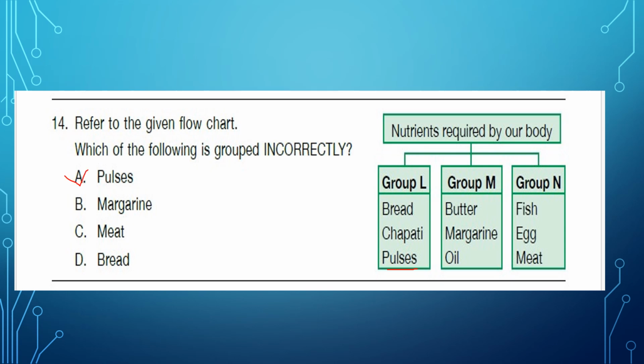In group M, butter, margarine, oil are energy giving food and fats, and in group N, fish, egg and meat all are protein and body building food. So the answer is option A.